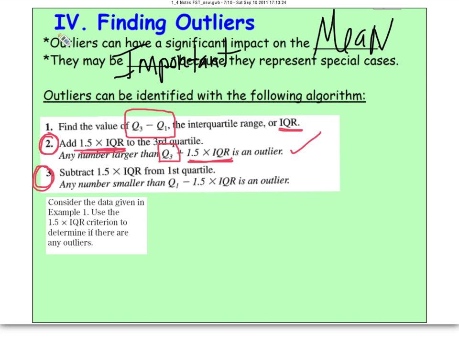On the back half of it, you're going to again take that 1.5 times the IQR. You're going to take that value and subtract it from Q1. Anything smaller than this number is considered an outlier. So we have a test on the high end and a test on the low end. You must show both sides of the test are being done.